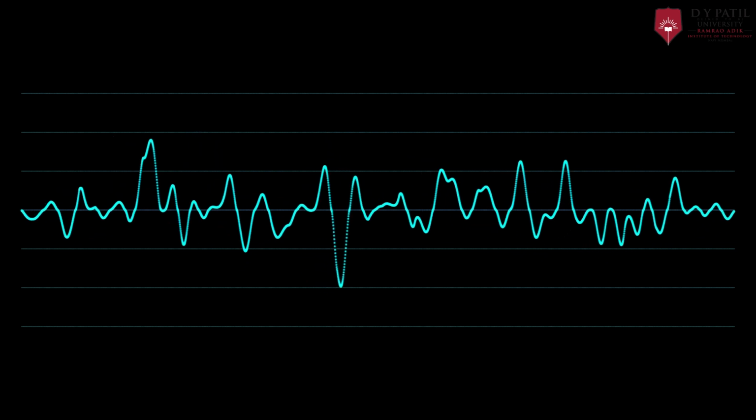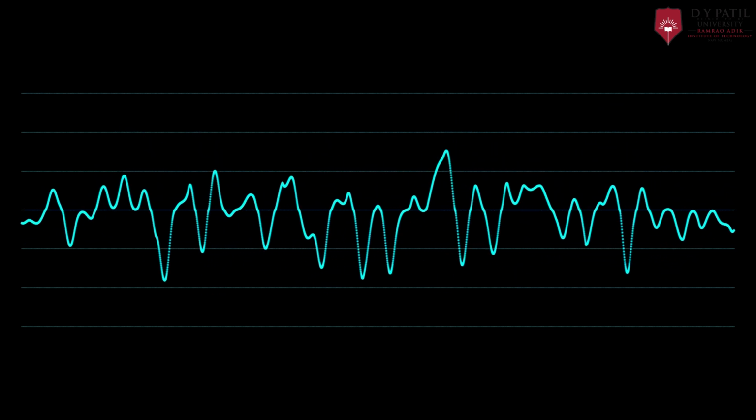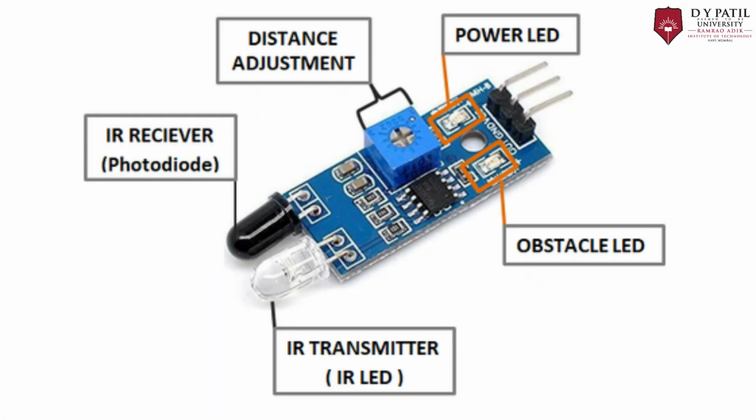IR LED is one kind of transmitter that emits IR radiations. This is an IR module. It has two transmitting and receiving LEDs in the front. It also has the NE555 timer IC on board with a rheostat to adjust the distance sensitivity. Along with this, it also has two LEDs on board, of which one is the power LED while the other is the obstacle LED, which turns on if there is any obstacle in the path of the transmitted infrared light.